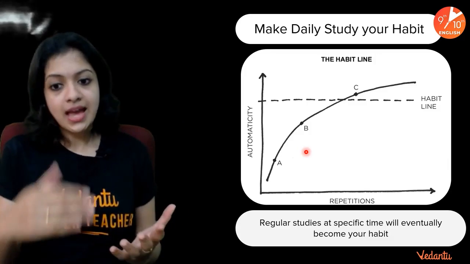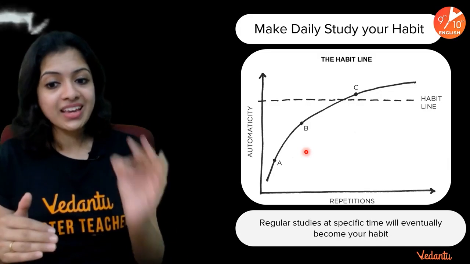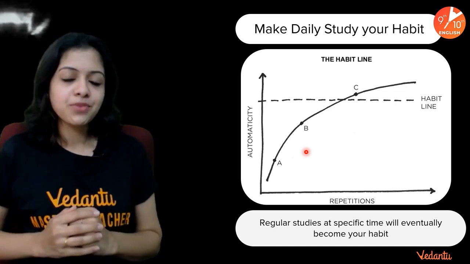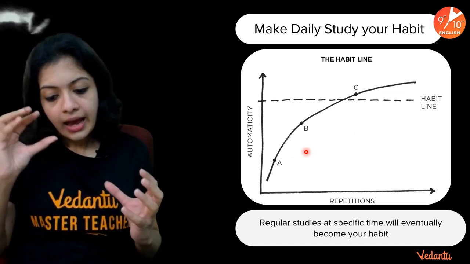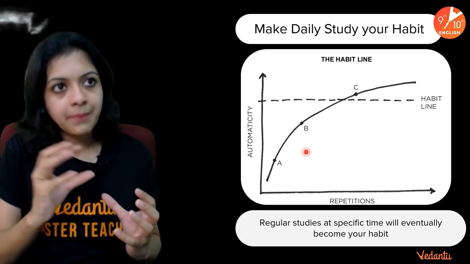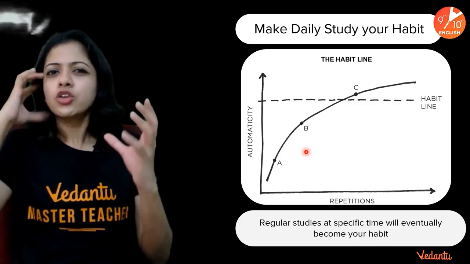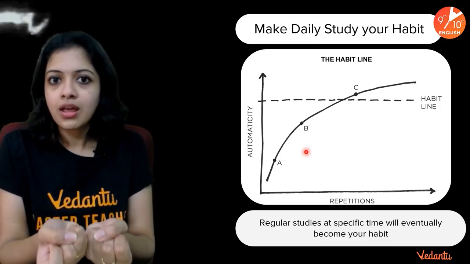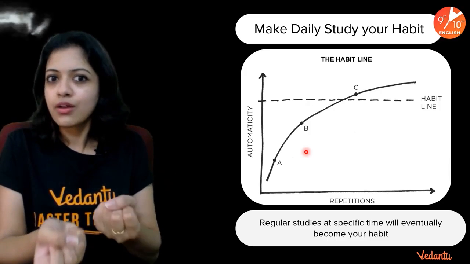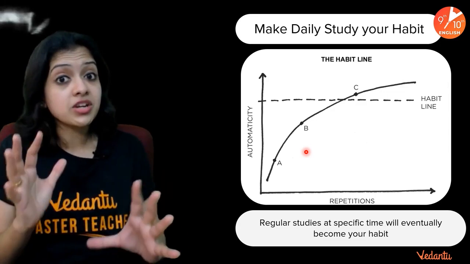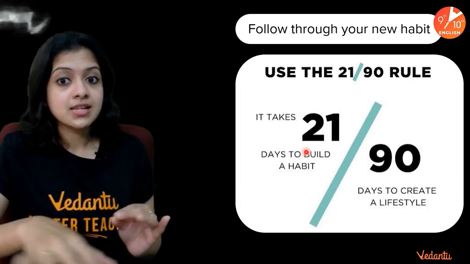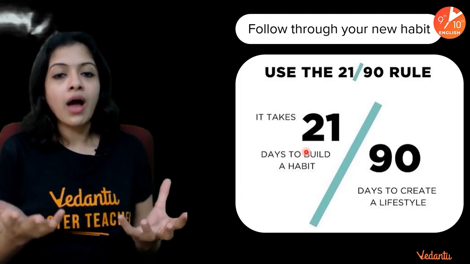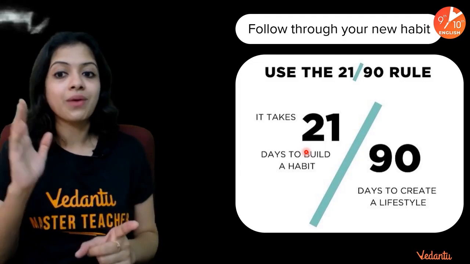So, how do you do this? Regular studies at a specific time will eventually become your habit. Probably for the initial few days, or maybe 2 or 3 weeks or so, you might have to force yourself to sit down at one particular time of the day for studies, but after that, trust me, it's going to become your habit. So follow through your new habit by using the 21/90 rule.